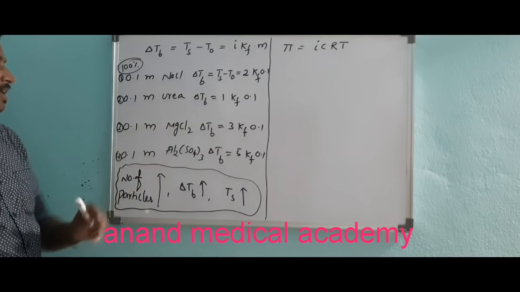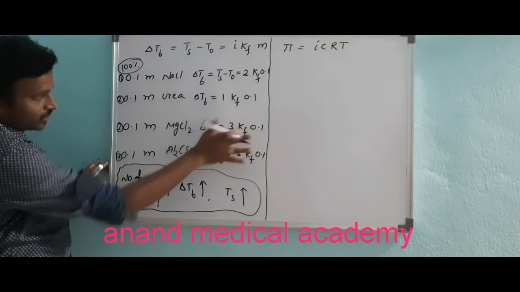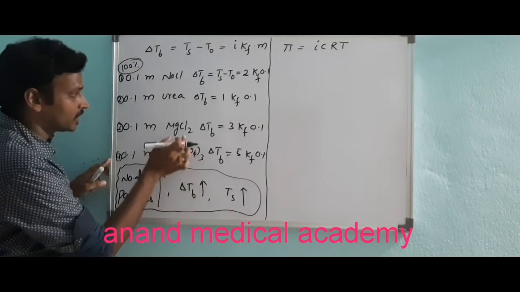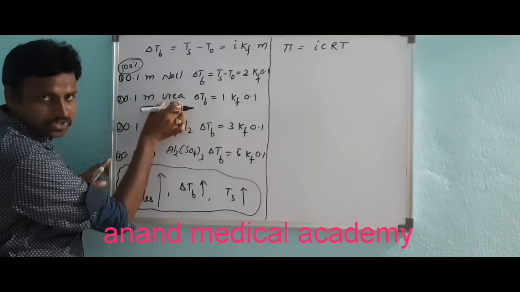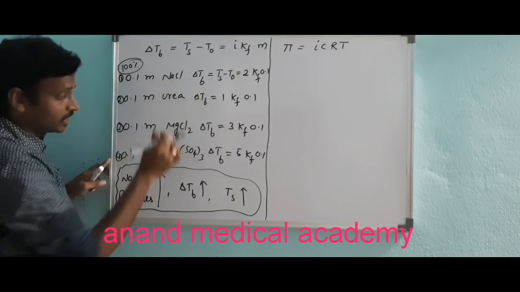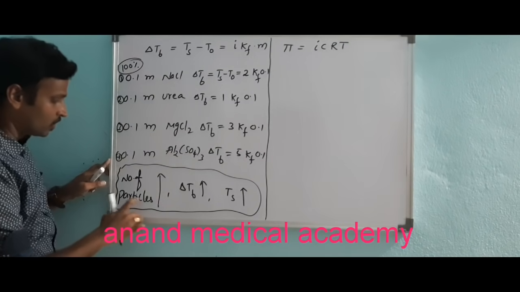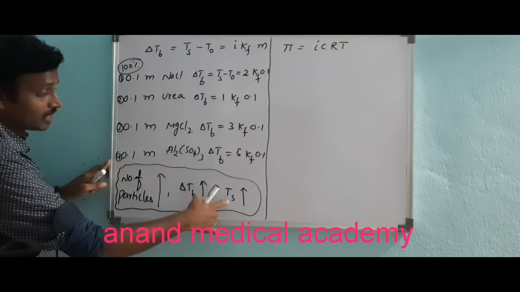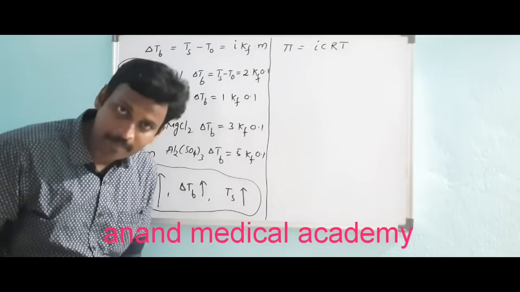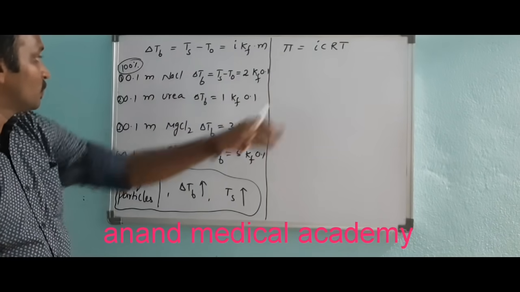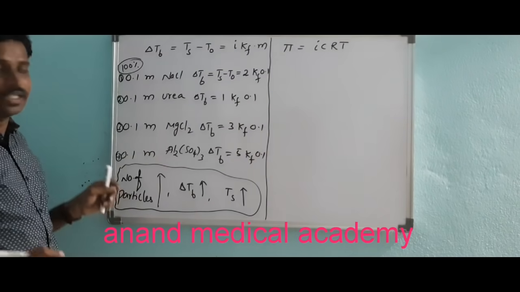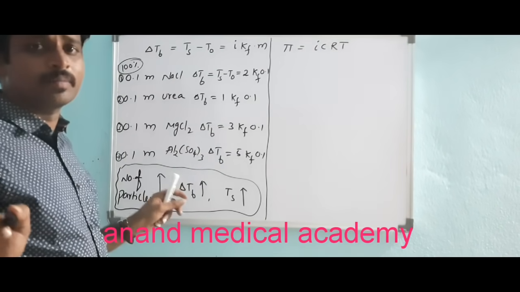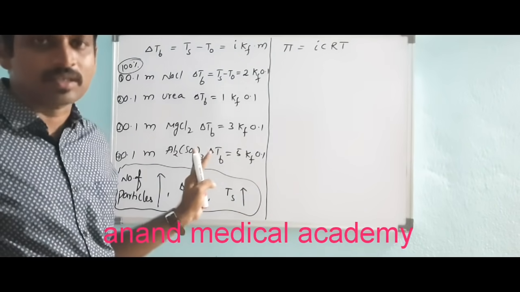I wrote this just for understanding. If you don't know this, just look at these salts. Here 5 ions are there, here 3 ions are there, here no dissociation, here 2 ions are there. Number of ions is more, so particles are more. This has more delta Tb as well as Ts. That you have to say. Same story for these: if 100% dissociated, alpha is very important, and 100% dissociated means i is equal to number of particles.